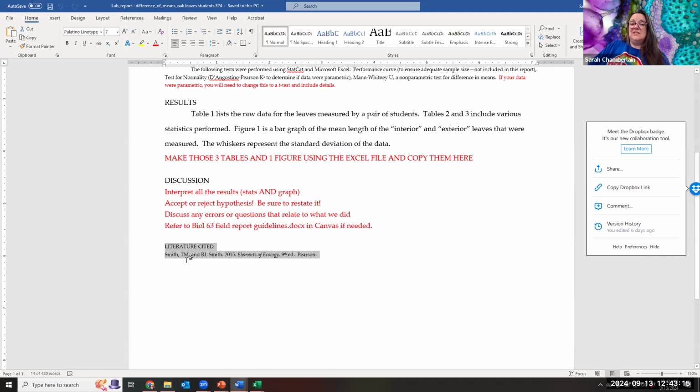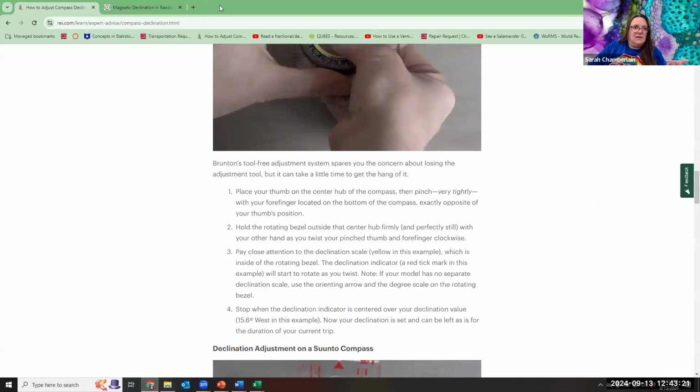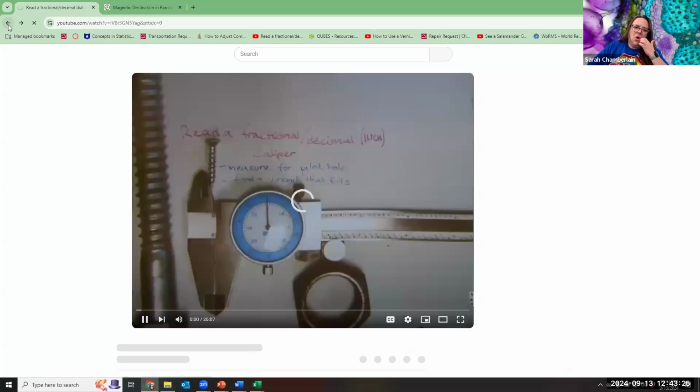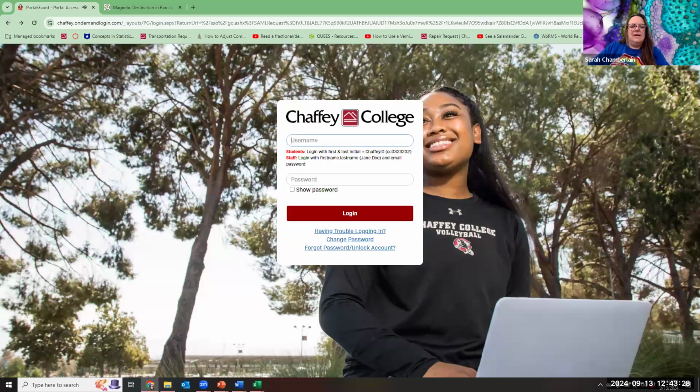And then remember, we use CSE style, which is this. So you can copy the style from here, or you can also go into Canvas and look at the directions for how to do CSE. Did I close it? Dang. Let me just open that real quick.